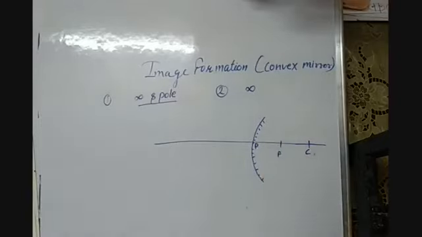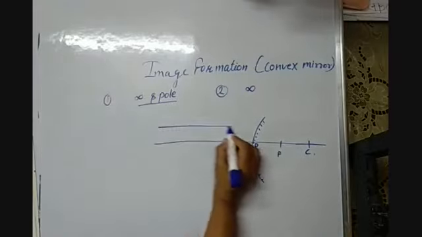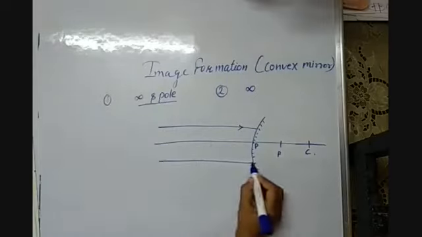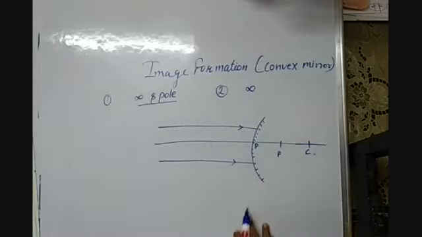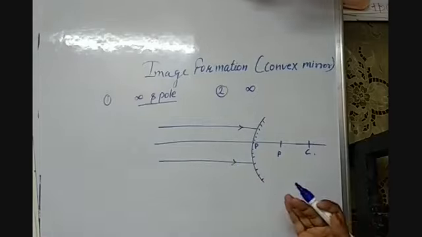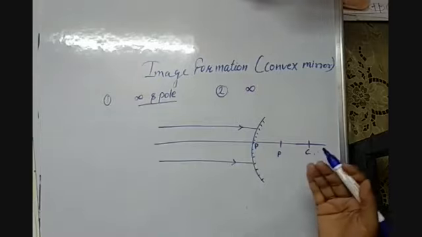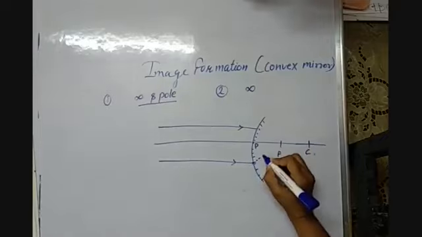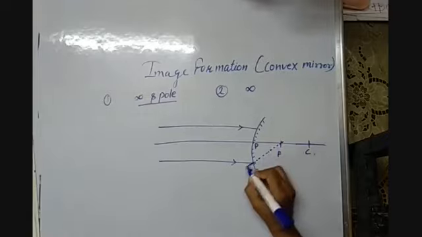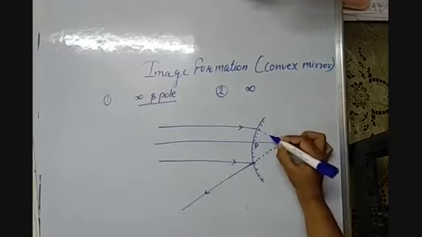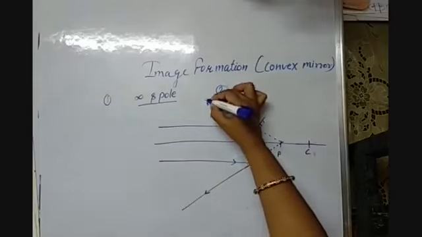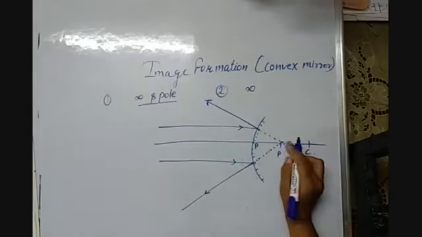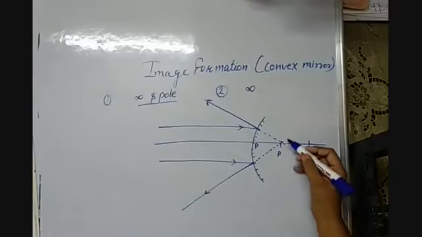So the object placed at infinite distance will provide almost parallel incident rays coming to the spherical mirror. As we all know, these two lines should get reflected back in such a way that when we retrace them back, they should appear coming from the focus. So they will reflect back in this way, and they will meet at the focus point if we retrace them back.